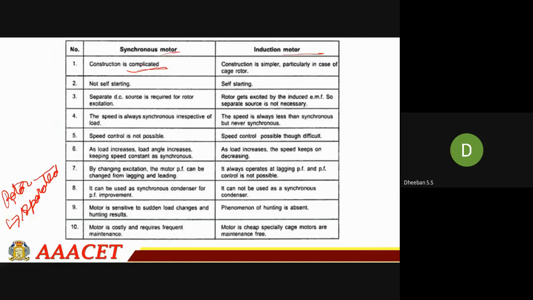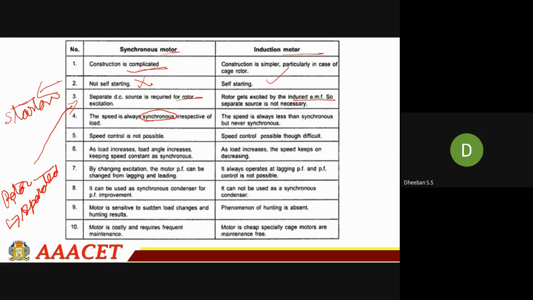Synchronous motors are not self-starting, whereas induction motors are self-starting. So you need separate starters, and separate DC sources are required for your rotor excitation. This is what I have said here. In an induction motor, the rotor gets excited due to induced EMF, similar to a transformer. In a synchronous motor, the speed is always synchronous. This is the basic principle involved in a synchronous motor.